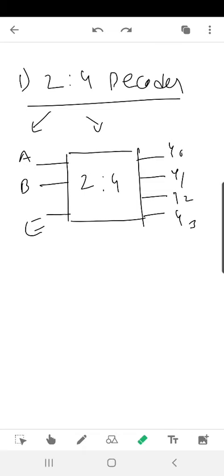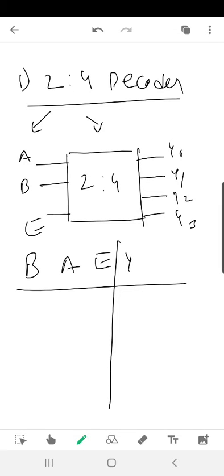Now we will design our function table and then we will design our expression for this decoder. To design the function table, we see that we have two inputs A, B and another one is our enable. So we consider that we have input B, input A, enable and then we have outputs y0, y1, y2 and y3. We have 4 output lines.